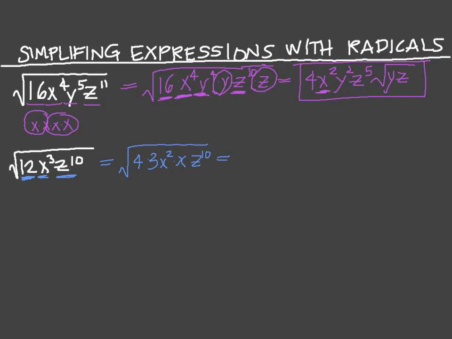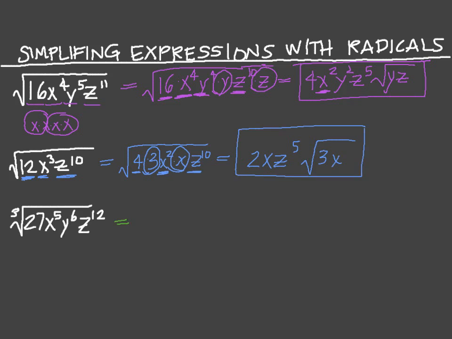So let's simplify this the same way that we did the last one. So the square root of 4 is 2. That can come out. The square root of 3 is going to stay behind. I'll just circle that, and I'll write it under the radical in a second. So the square root of x squared is x. That can come out. Plain old x cannot come out. That's going to stay behind. And then z to the 10th. Z to the 5th can come out. I cut it in half. And what's left over is 3x. And that's our final answer.